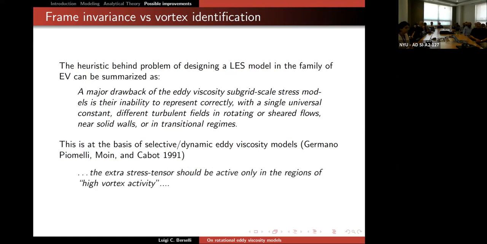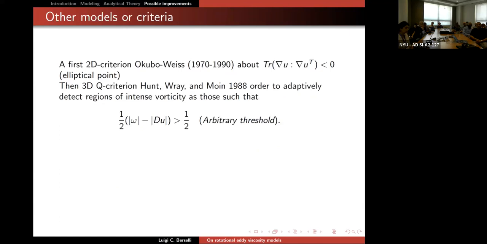The first idea, and this is probably the idea of Baldwin-Lomax, is that the extra stress tensor, so the eddy viscosity, should be active only when you have high vortex activity. But this high vortex activity is very vague. For a mathematician, it is probably, okay, I measure the vorticity, I see where it is large, and then this is a region of high vortex activity. The problem is that large vorticity does not mean anything. In a shear flow, you have vorticity, but you don't have rotation.